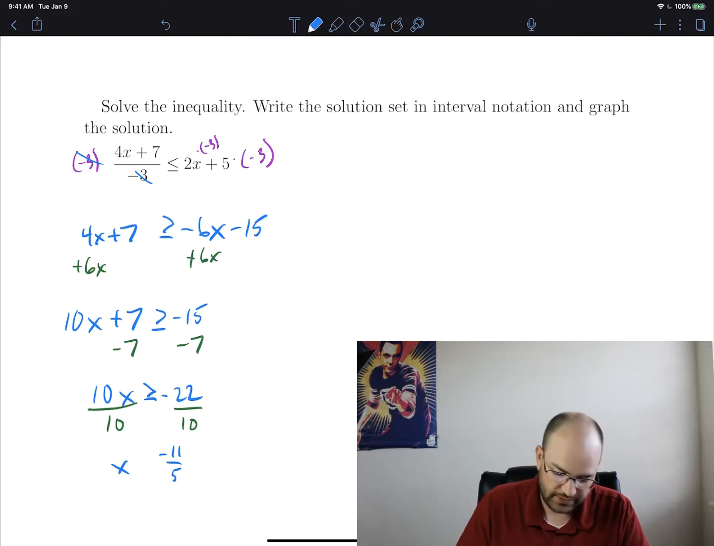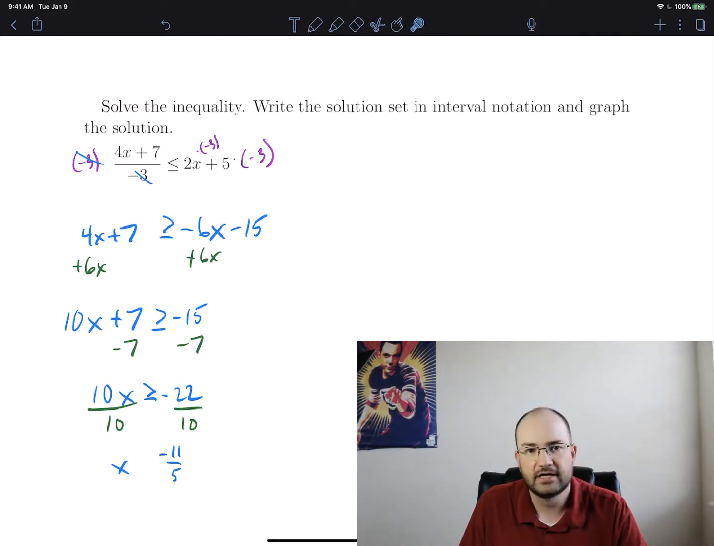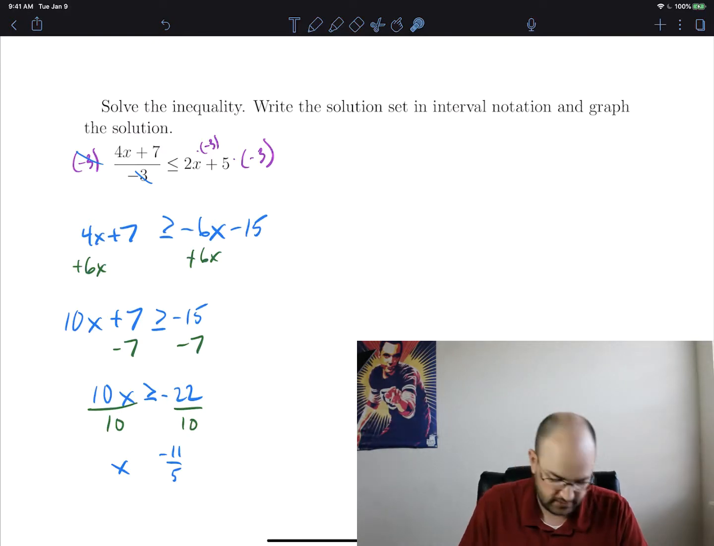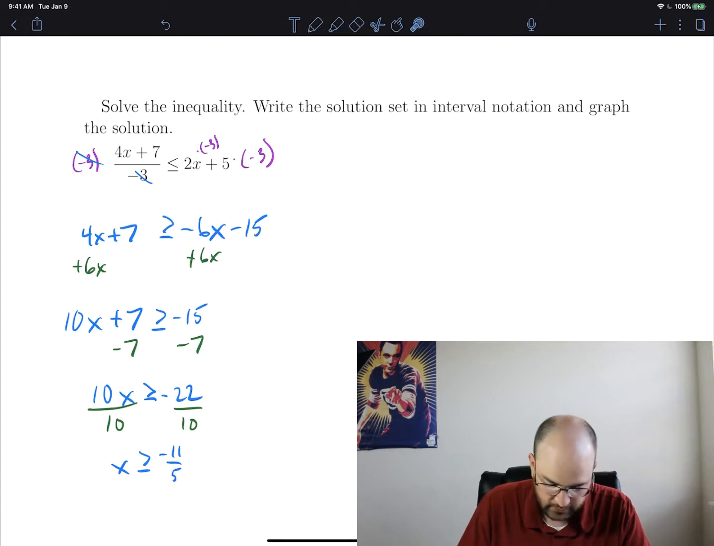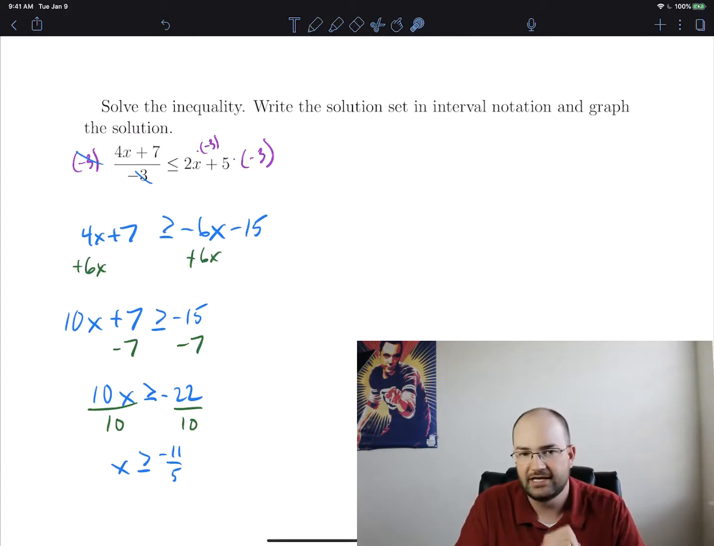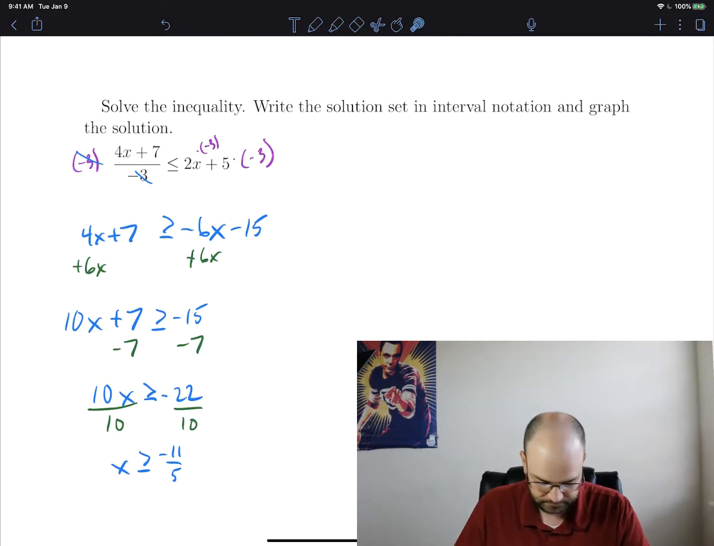No. The reason why is because what's the denominator? The denominator is +10. So no, we're not flipping the arrow. If the denominator was -10, yes, we would flip the arrow. But because what we're dividing by, in other words, what's the denominator, is positive. Excellent. So that's the solution. Let's go ahead and graph this.